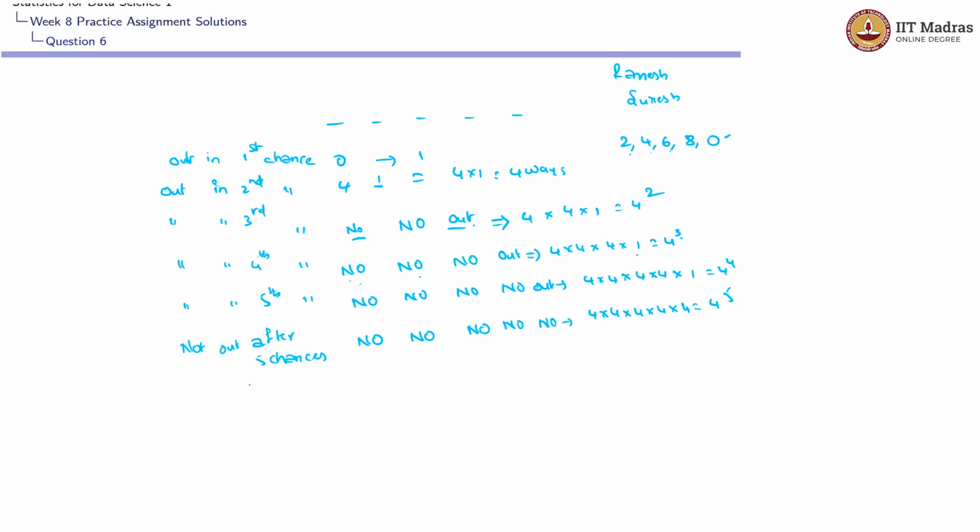So the total possible ways would be 1 plus 4 plus 4 square plus 4 cube plus 4 power 4 plus 4 power 5. If you compute the sum of these values, it would be equal to 1365. The total ways he could be not out is 4 power 5, as we have seen. So the probability for Ramesh to be not out would be 4 power 5 divided by the total possibilities in which he could play the game.